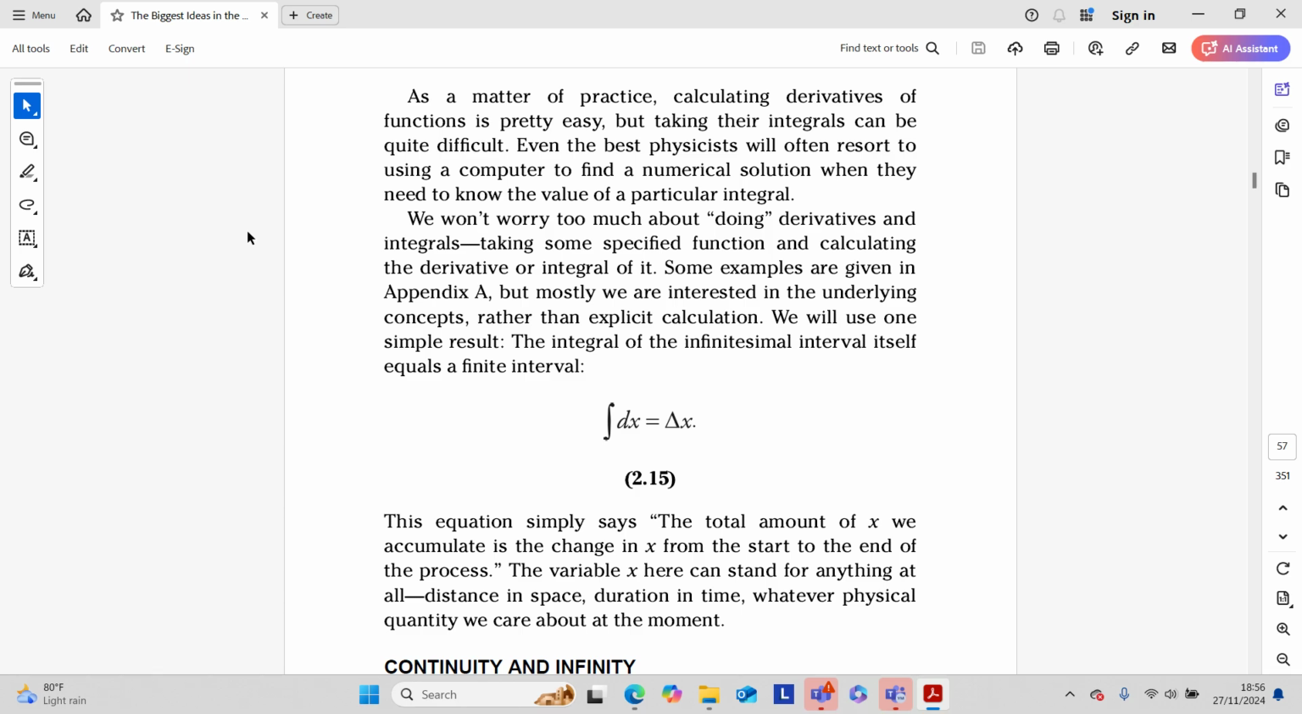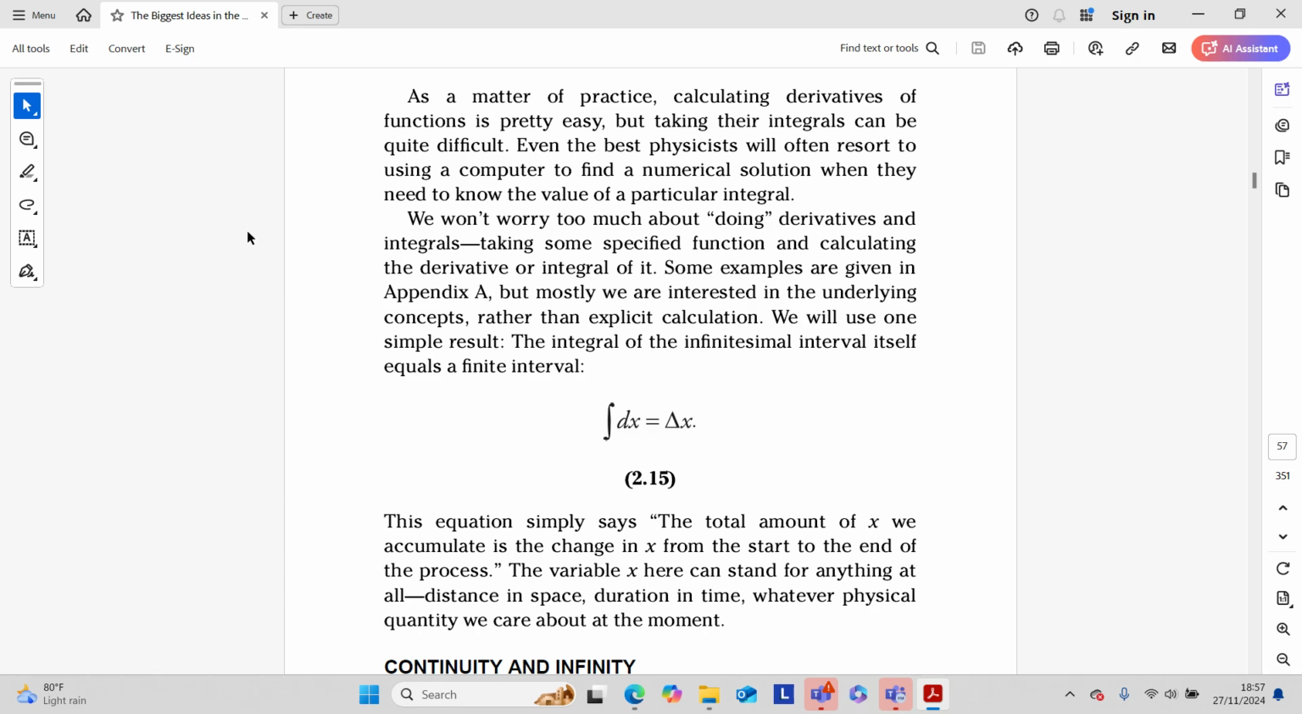As a matter of practice, calculating derivatives of functions is pretty easy, but taking their integrals can be quite difficult. Even the best physicists will often resort to using a computer to find a numerical solution when they need to know the value of a particular integral. We won't worry too much about doing derivatives and integrals, taking some specified function and calculating the derivative or integral of it. Some examples are given in Appendix A, but mostly we are interested in the underlying concepts rather than explicit calculation. We will use one simple result.